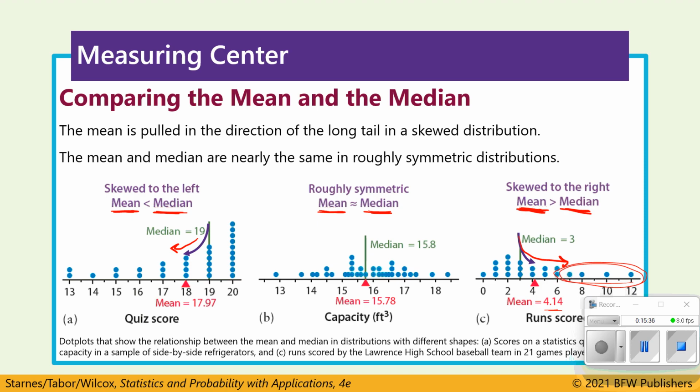So we want to stay away from the mean if we're doing any kind of skewed data. It's not the one that we want to use. We want to use the median. And if it's roughly symmetric, then we can get away with either one of those.